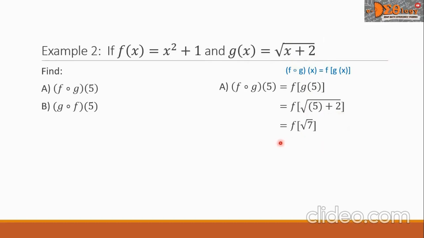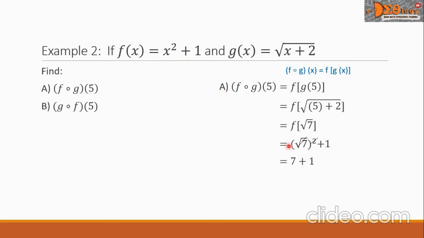Now, to evaluate this function, we are going to use the f of x, and we will copy the function here. But every time we see an x, we will change that by the value square root of 7. So now the x squared plus 1 becomes the square root of 7 squared plus 1. Then we will simplify further.